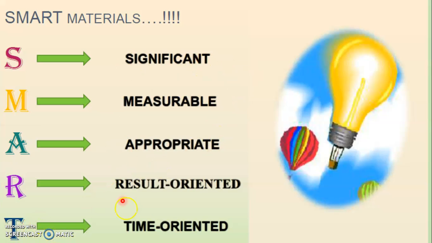So in conclusion, we can say that smart materials are significant, measurable, appropriate, result oriented and also time oriented. So we can have an elaboration of the short form SMART, S-M-A-R-T: significant, measurable, appropriate, result oriented and time oriented. Okay, so that's a brief introduction about smart materials. Then we will discuss all these things in detail in the coming classes. Hope you have understood all these things.